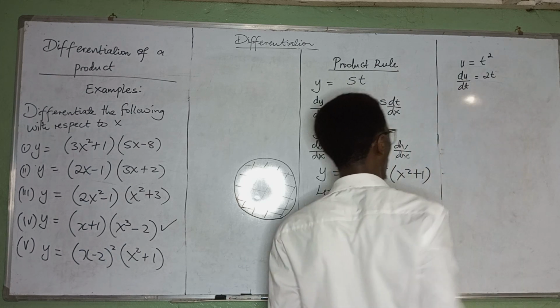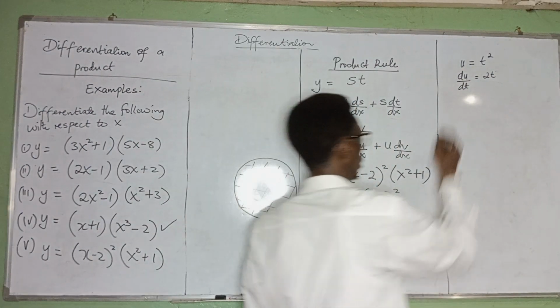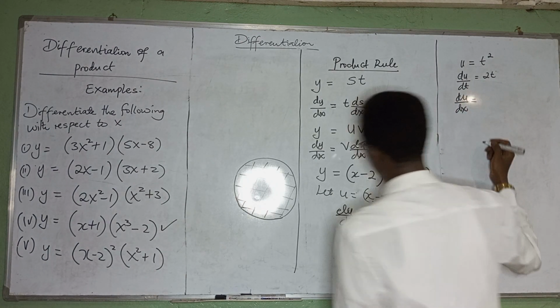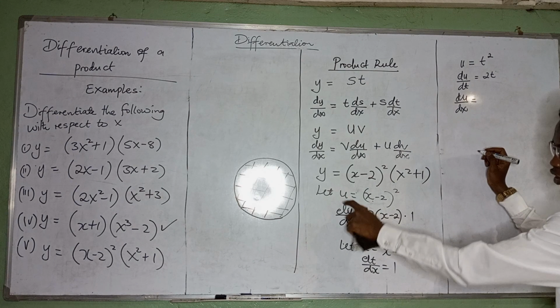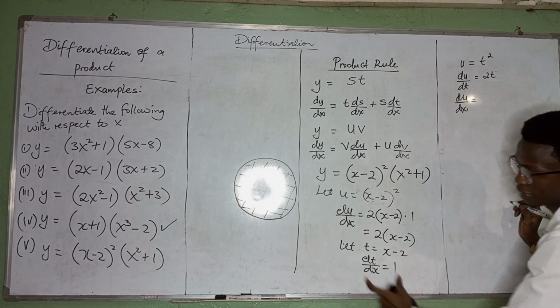Okay, so now you are going to use differentiating a function by a function. Now, because we need du by dx, that's what we needed, du by dx. So basically this is the answer, but I want us to use another method.